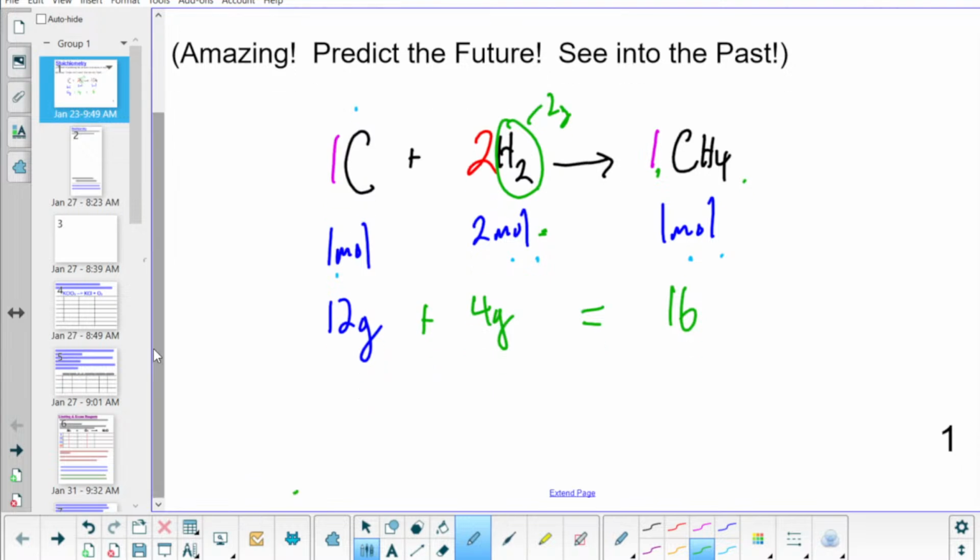However, you're not going to go to the lab and weigh out 4 grams of hydrogen gas. If you can accomplish that, that would be fairly impressive because it's in a balloon and that balloon is going up. You'd have to have a very specialized weigh scale to measure that. How would you measure out 2 moles of hydrogen gas?